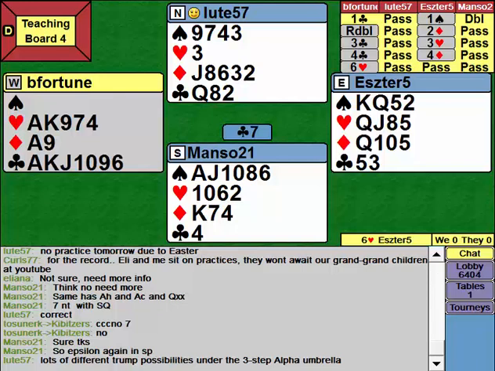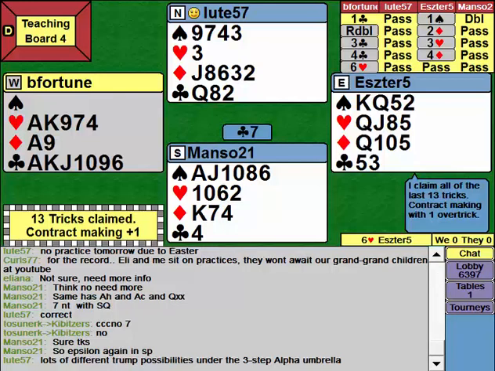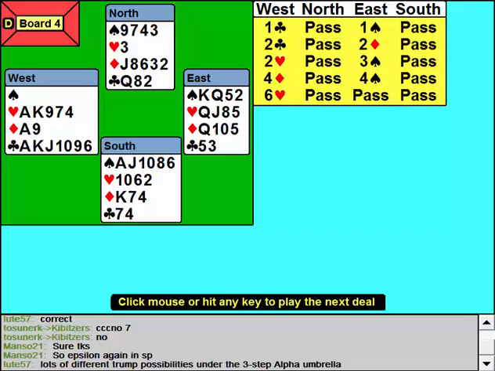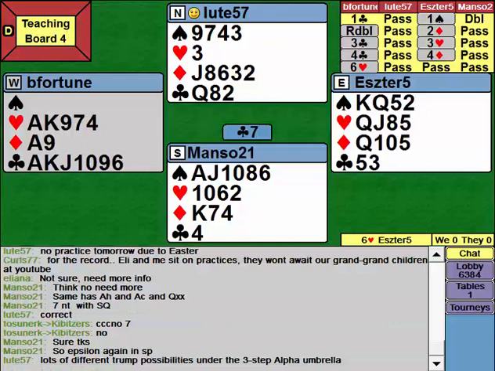Okay, I'm just going to make a suggestion here. If Esther could just claim, so that everybody, including Barry, could see the hands. Okay, I'm just going to type a sequence in here, which I think will be better than the one that we actually had.